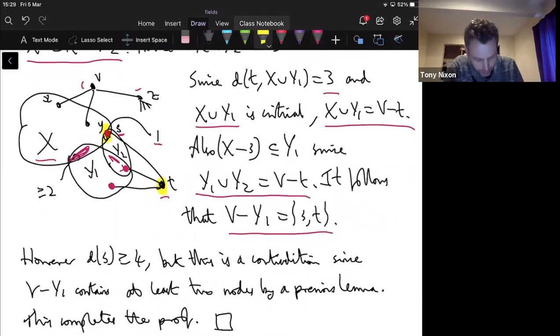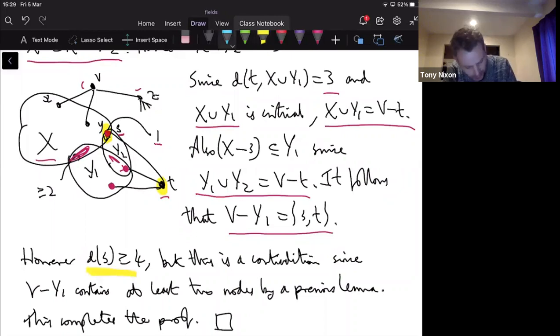I'm worrying I'm losing people, but anyway, let me just finish and then maybe I'll stop for questions. So we know that the degree of S is at least 4, but this is enough to give us a contradiction and finish the proof.